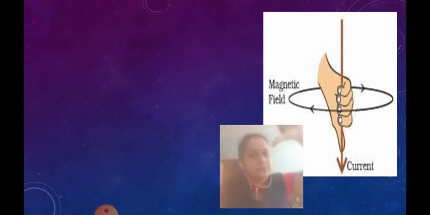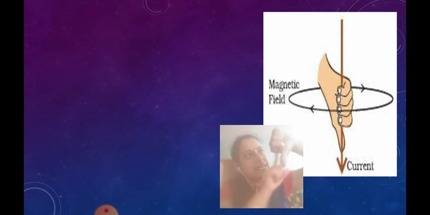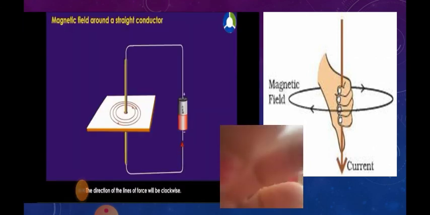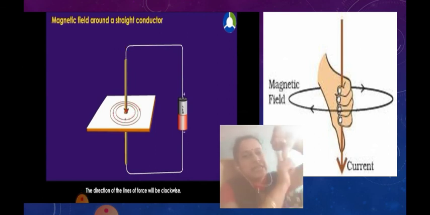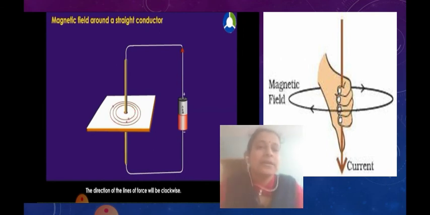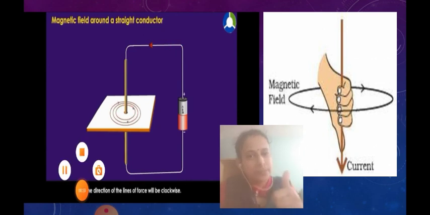If I just do it like this, the current will be flowing in this direction. The thumb is pointing downward and the curled fingers show the direction of the magnetic field. So you can see clearly over here that the direction of the magnetic field is in this direction. So this is how we find the direction of the magnetic field for a straight current carrying conductor. Okay, fine.